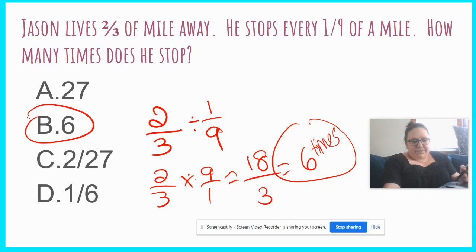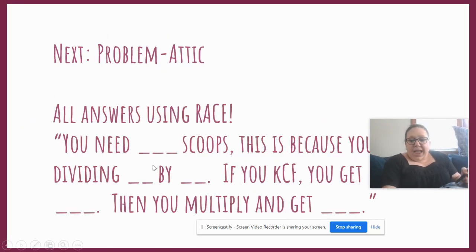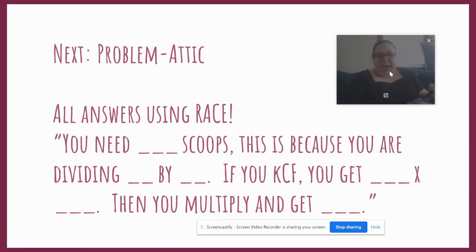I thought it out. Okay, so now you are going to go on to the problematic, and just like we've been doing, you need to explain your answers using RACE. It should look something like, you need this many scoops, this is because, therefore. It should be a nice thought out statement so I know that you know what you're doing.